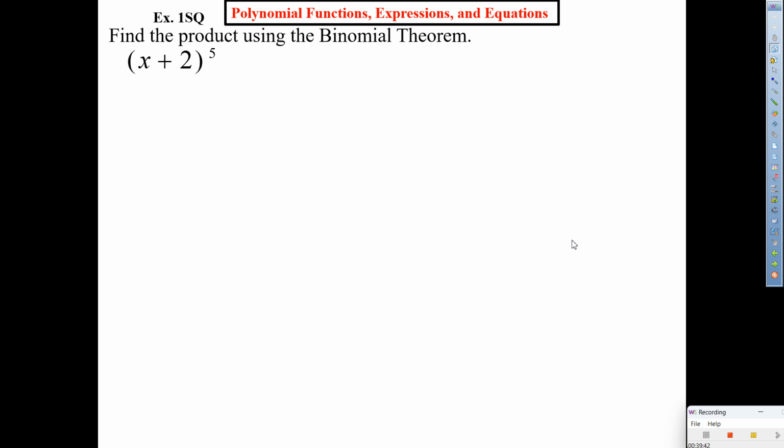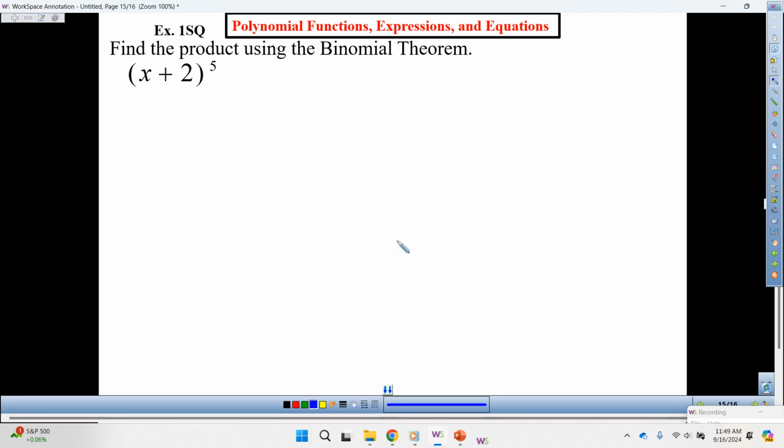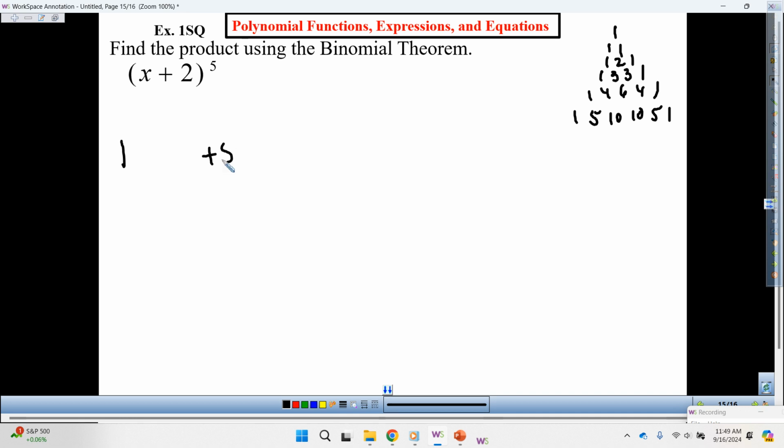Let me see. Help me with this one. Edwin, tell me what to write. What do I do? 5, row 5. Okay, so then I write 1, 1, 1, 1, 2, 1, 1, 3, 3, 1, 1, 4, 6, 4, 1, 1, 5, 10, 10, 5, 1, and I stop. So then I write each of those as terms. 1 space, 5 space, plus 10 space, plus 10 space, plus 5 space, plus 1.